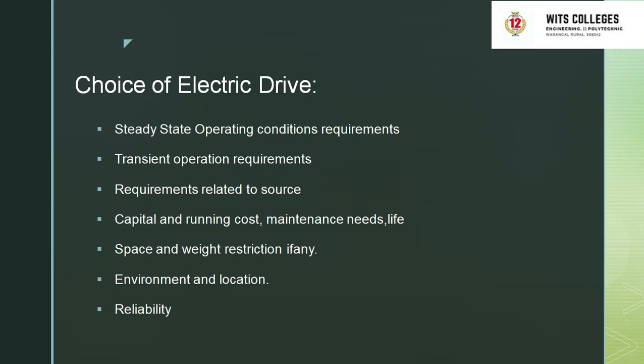Next one is transition operation requirements, nothing but its starting characteristics, braking characteristics, and reversing performance. Third one is requirements related to the source, nothing but type of source, its capacity, voltage, power factor, harmonics, and their effects on other loads. These are the requirements related to the source.